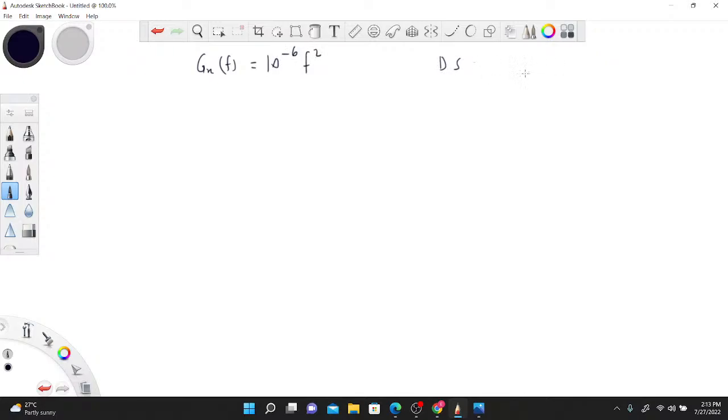Double-sided means that, where we said the power was equal to the integral from minus infinity to infinity of Jx of f df, it means 2 times the integral from 0 to infinity of Jx of f df. So I should just integrate it from 0 to infinity and then multiply my answer by 2. That's what I mean by it's double-sided.